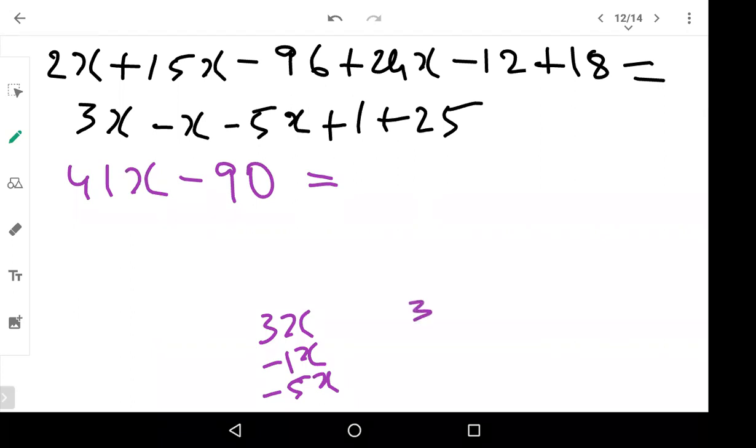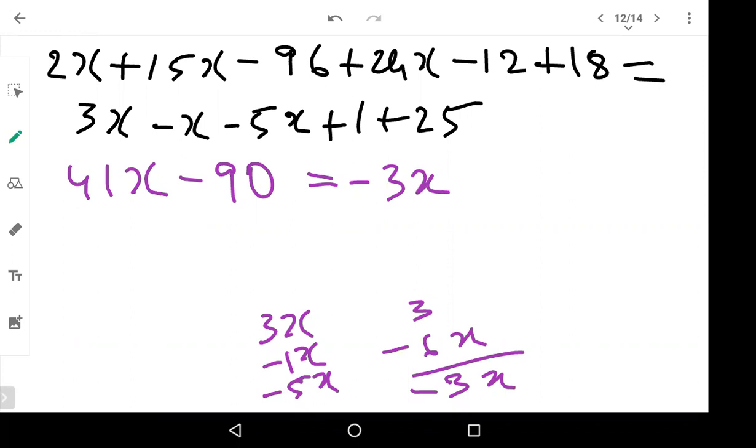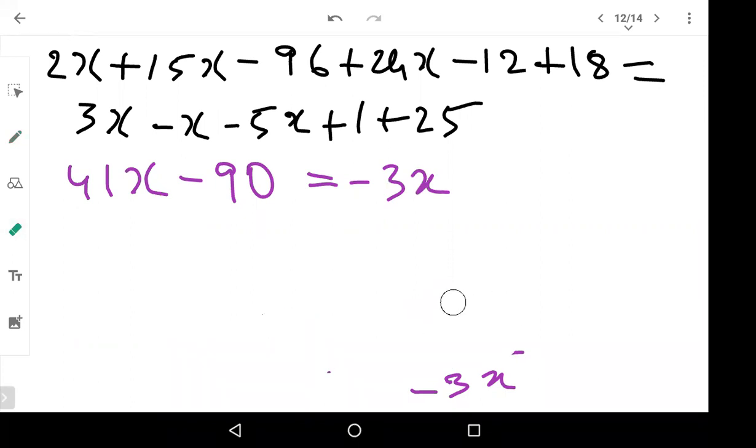It's something like 3 minus 6x. So I can take it as 3x minus 3x. Yeah. Minus 3x. Then what are the numbers which are available? 1 plus 25 is 26. Now just take 3x to the other side. 41x. 3x is minus. So plus 3x.